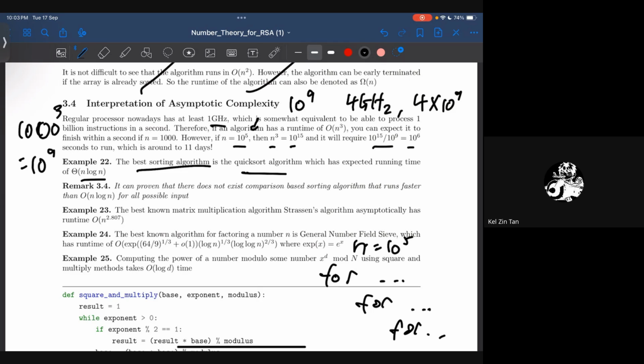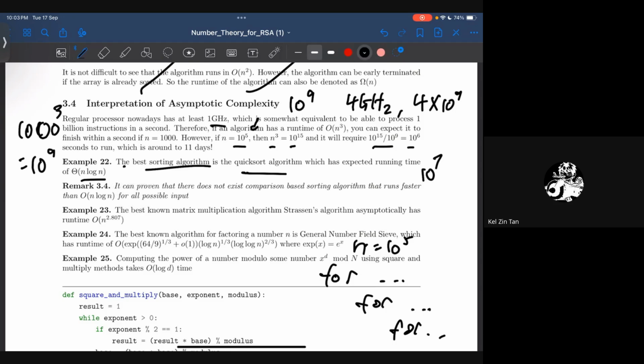So if you want to sort 10 to the power of 7 elements, it is still manageable within 1 second. You can just plug the values inside. The log right here is base 2. So you can put it inside a calculator, and then you see what is the value of that, and then you divide by 10 to the power of 9. That will be the number of seconds it requires for you to run approximately.